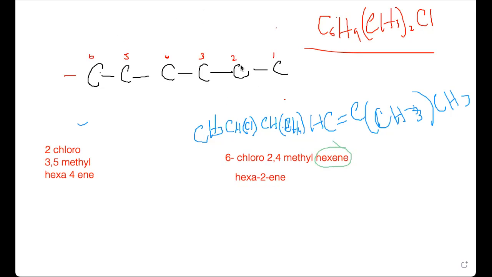So at the second carbon, we have chloro, Cl. At 3 and 5, we have methyl. At 3 and 5, you can write methyl upside or you can write methyl downside. Both are acceptable. CH3, and at 5, we have methyl CH3. And hexa-4-ene means at the fourth carbon, we have a double bond. First carbon, second carbon, third carbon, fourth carbon. So the double bond is starting from the fourth carbon. This is the structure of 2-chloro-3,5-methyl hexa-4-ene. Yes. Any confusion? I know it's clear to me now.